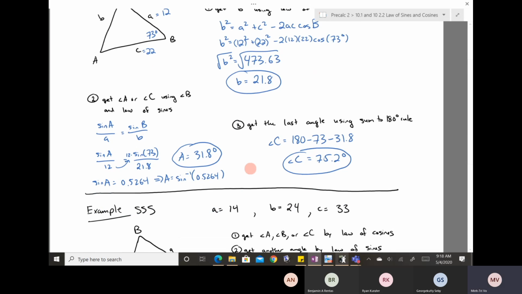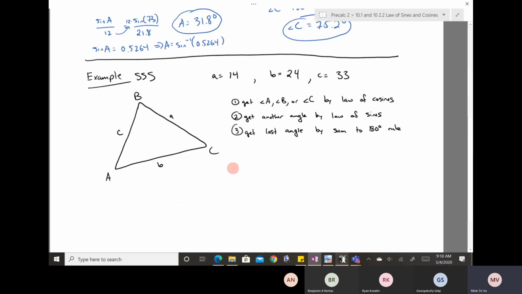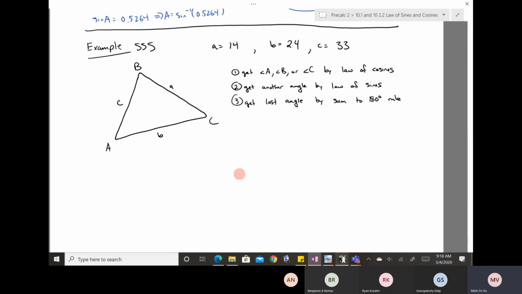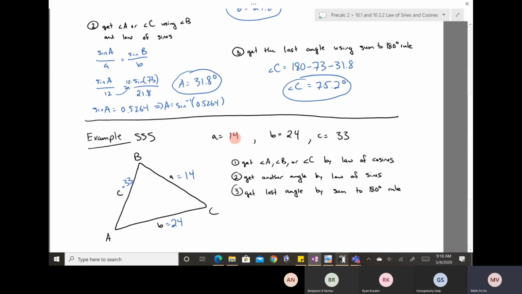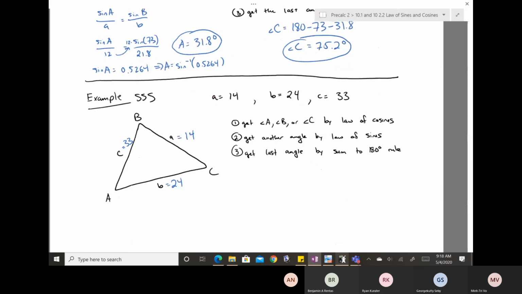Okay, so let's continue on to the last example. Here we have the SSS triangle where all three sides are known, but all the angles are unknown, right? So A is 14, B is 24, and C is 33. Again, we can start by using the law of cosines, but once we have that, we can switch to the law of sines.